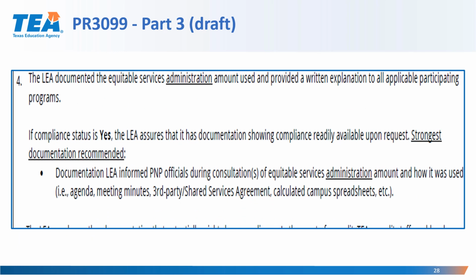And number 4 states the LEA documented the equitable services administration amounts used and provided a written explanation to all applicable participating programs. If the compliance status is yes, the LEA assures it has the strongest documentation recommended, such as documentation informing the PNP officials during consultation of the Equitable Services Administration amount and how it would be used.